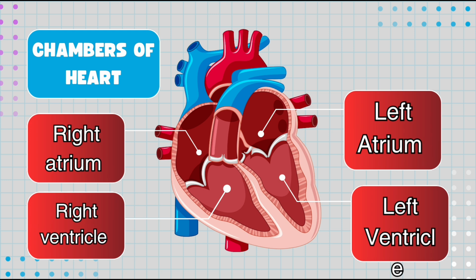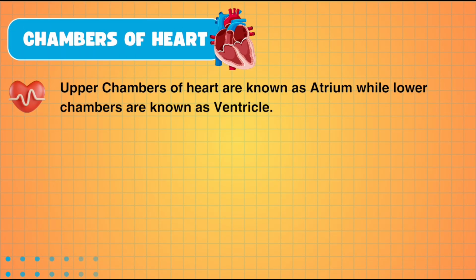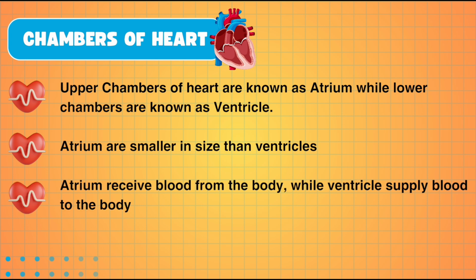Chambers of heart. The heart has four chambers: the right atrium and the left atrium, the right ventricle and left ventricle. Upper chambers of heart are known as atrium, while lower chambers are known as ventricle. Atria are smaller in size than ventricles. Atria receive blood from the body, while ventricles supply blood to the body.